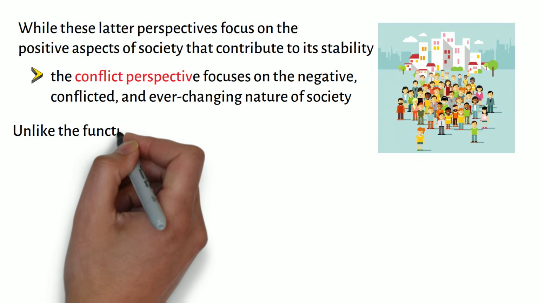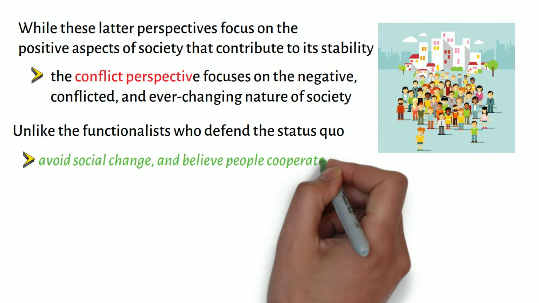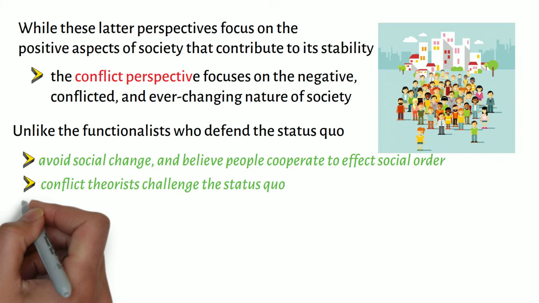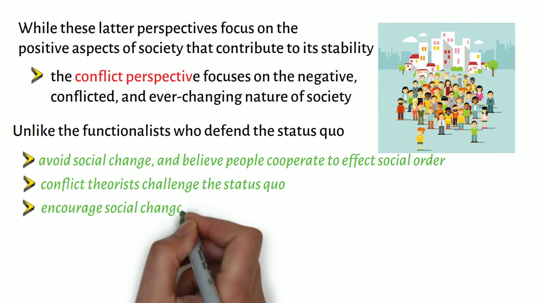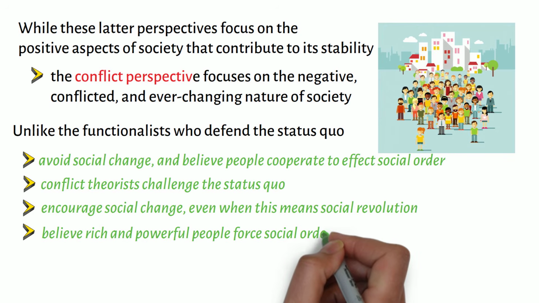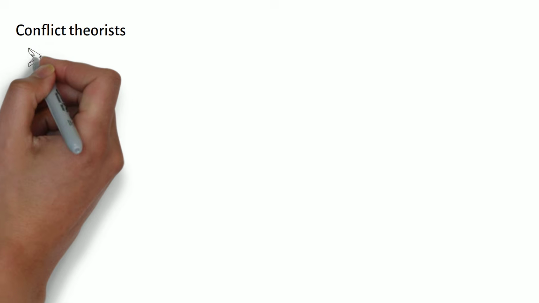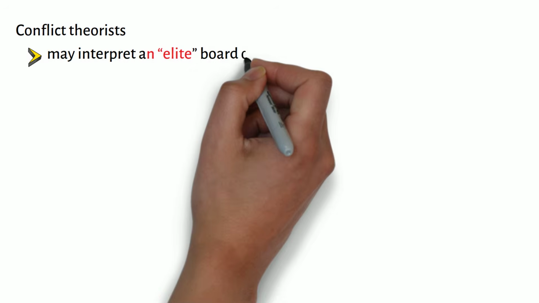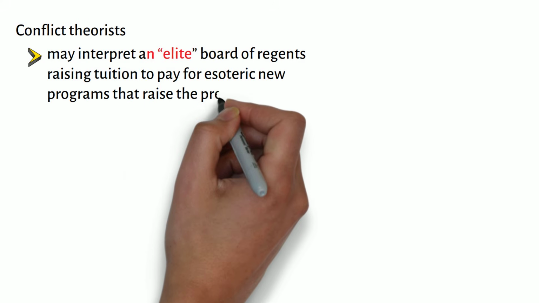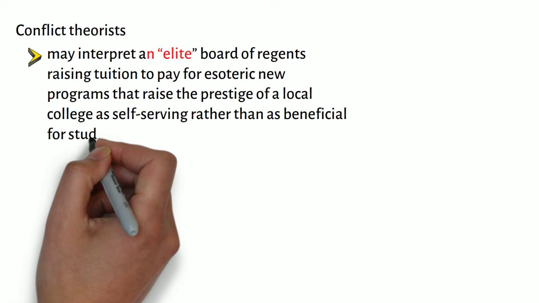Unlike the functionalists who defend the status quo, avoid social change, and believe people cooperate to effect social order, conflict theorists challenge the status quo, encourage social change, even when this means social revolution, and believe rich and powerful people force social order on the poor and the weak. Conflict theorists, for example, may interpret an elite board of regents raising tuition to pay for esoteric new programs that raise the prestige of a local college as self-serving rather than as beneficial for students.